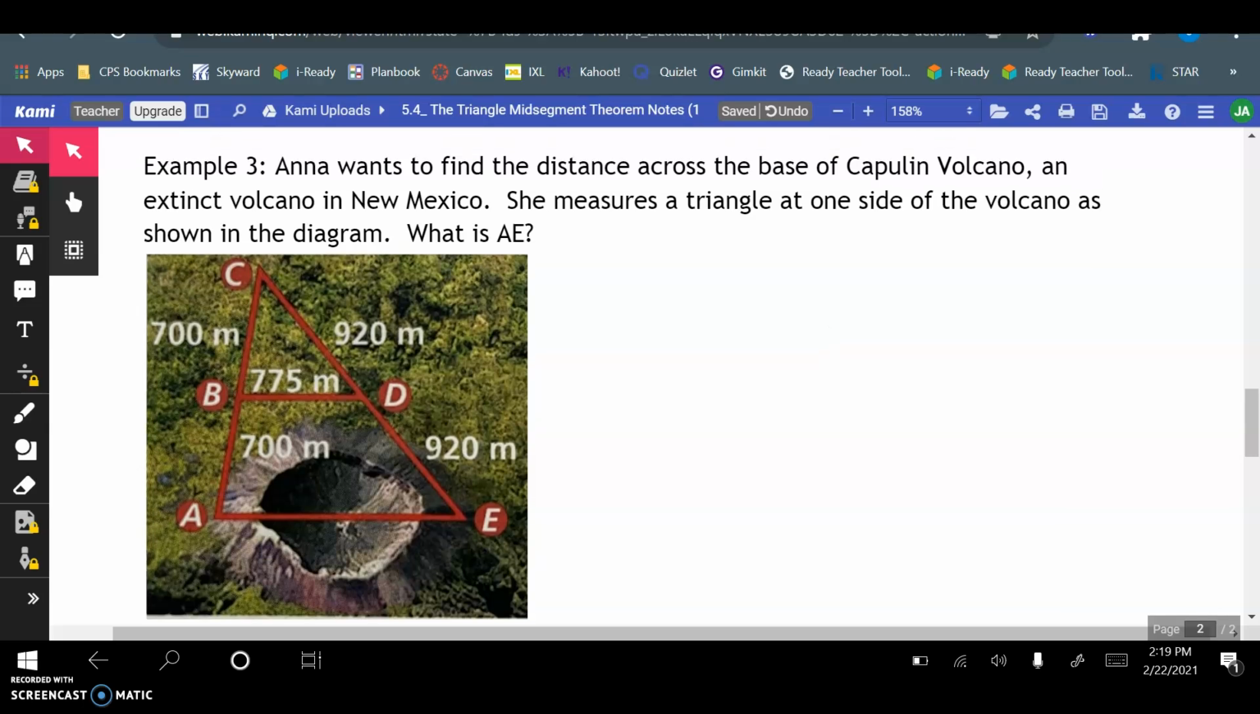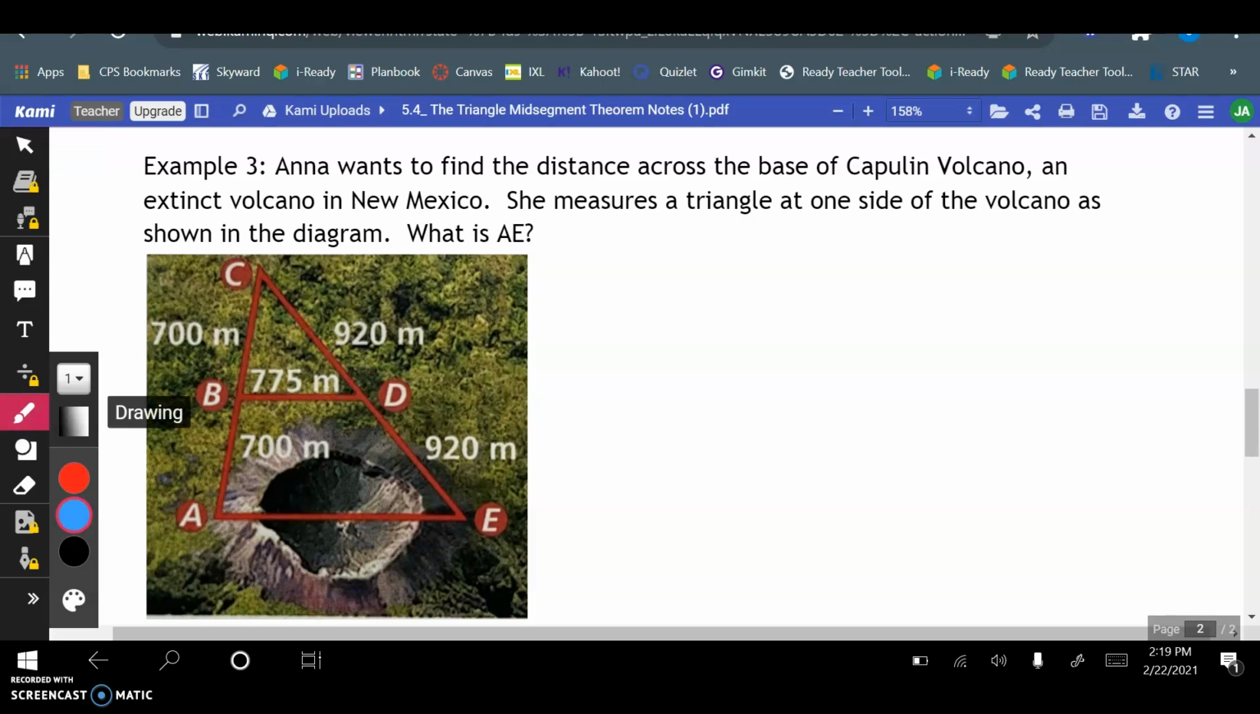Now for our last example, it says Anna wants to find the distance across the base of the Capulin volcano, an extinct volcano in New Mexico. She measures a triangle at one side of the volcano as shown in the diagram. What is AE? They want to know the length of AE. If BD is the midsegment, it's parallel to AE, and it's also half the size of AE. So we have to do 775 times 2 to figure it out.